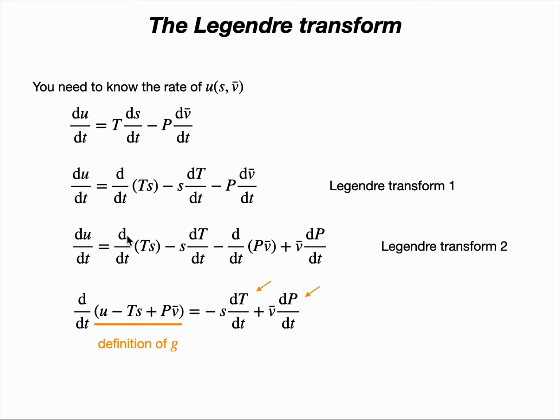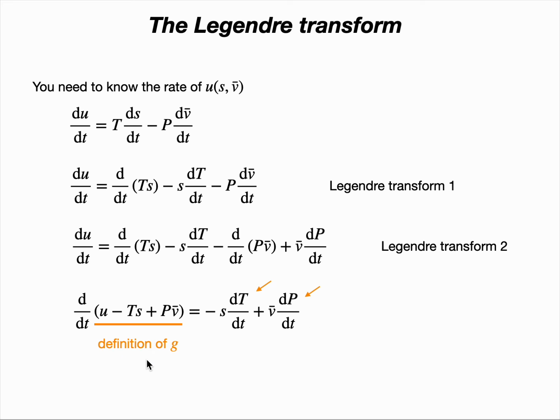Let's take all the terms that have the time derivative and the product of variables to the left-hand side. We take them there, and we just use one time derivative for everyone. Remember, the derivative of the sum is the sum of derivatives. So we end up with d/dt of (U minus TS plus PV), which is equal to minus S dT/dt plus V dP/dt.